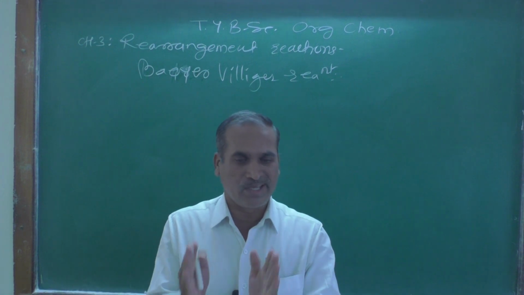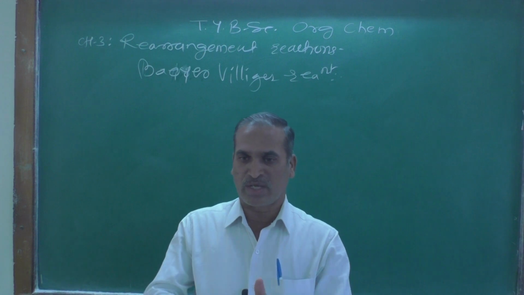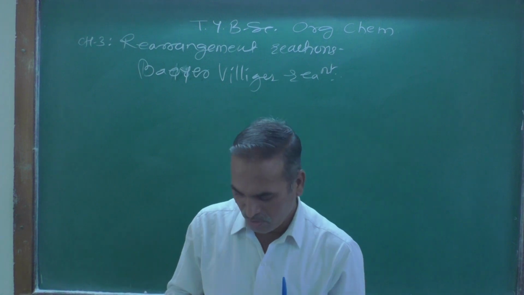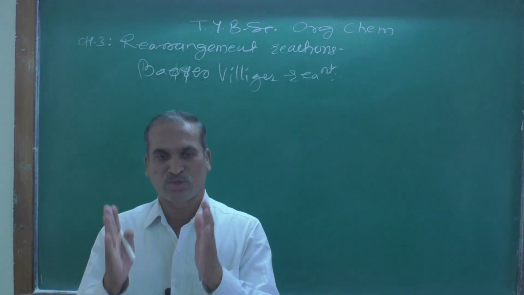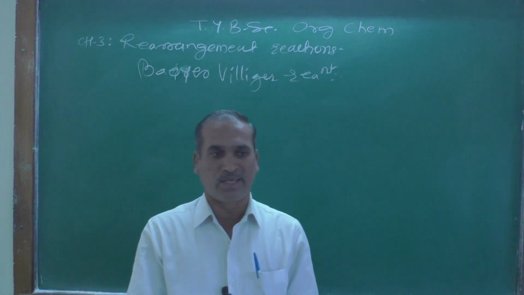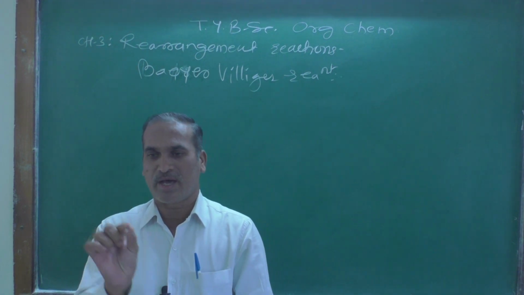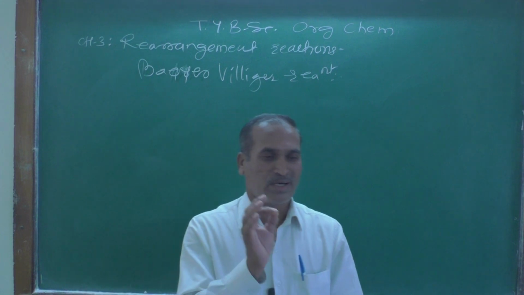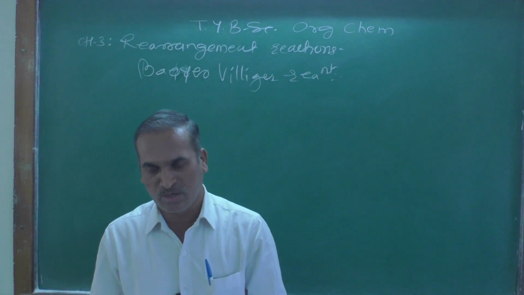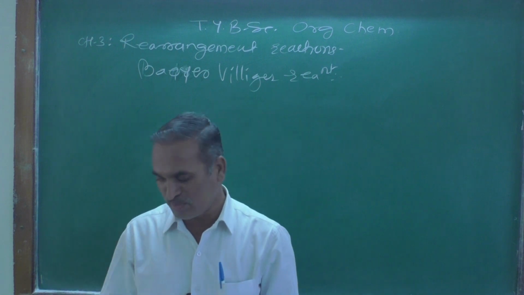Generally, Baeyer-Villiger oxidation reaction means what? A reaction in which a ketone is converted into an ester with the help of a peracid. That kind of reaction is known as Baeyer-Villiger rearrangement reaction. And as we know, rearrangement reaction means what? A reaction in which the carbon skeleton or the functional group or both are modified is known as a rearrangement reaction.